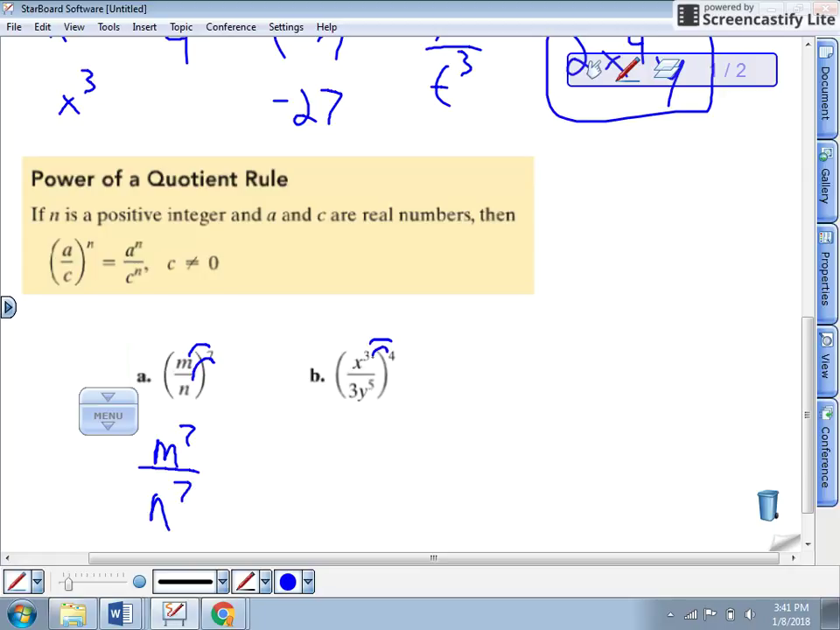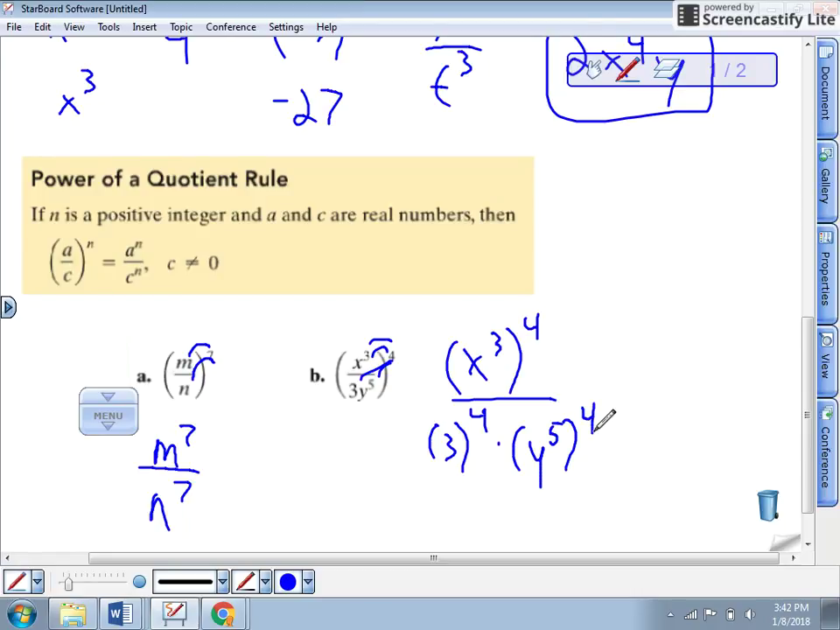Okay, another example right here. So that's going to be x to the third raised to that fourth power. I'll kind of show that extra step. And on the bottom, everything's got to get it. Every base down there has to get raised to that exponent. 3 to the fourth times y to the fifth to the fourth. And then you can see we have powers to powers. We've got to multiply those exponents.